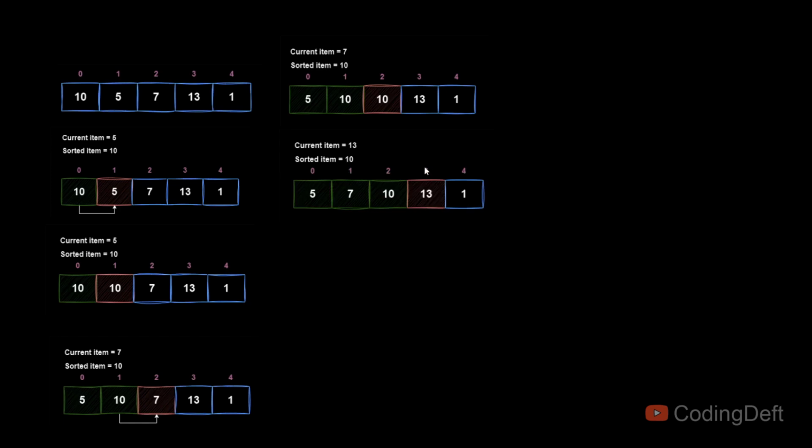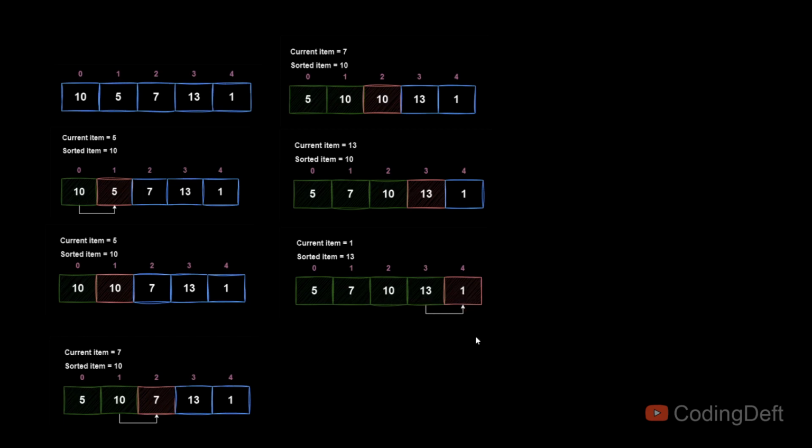The next current element is 13. So we compare 13 and 10. So 13 is greater than 10. So no need to do any insertion. Now this is the sorted array and the last number is 1. So we compare 1 with the last element in the sorted array. 13 is greater than 1.